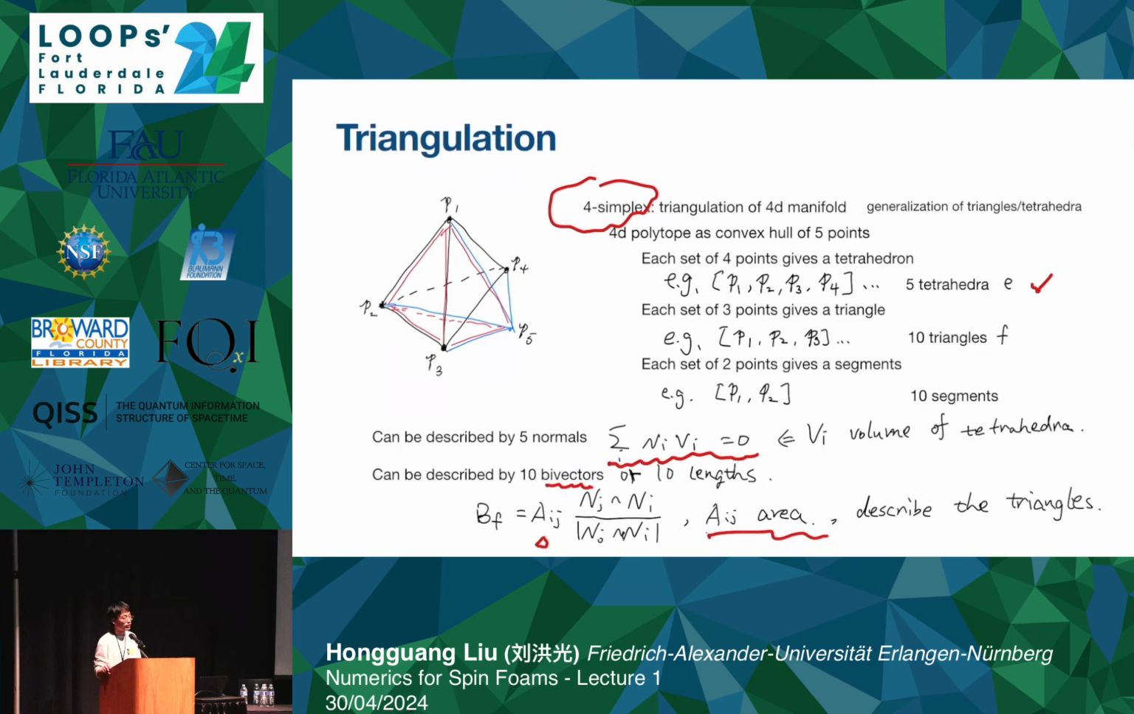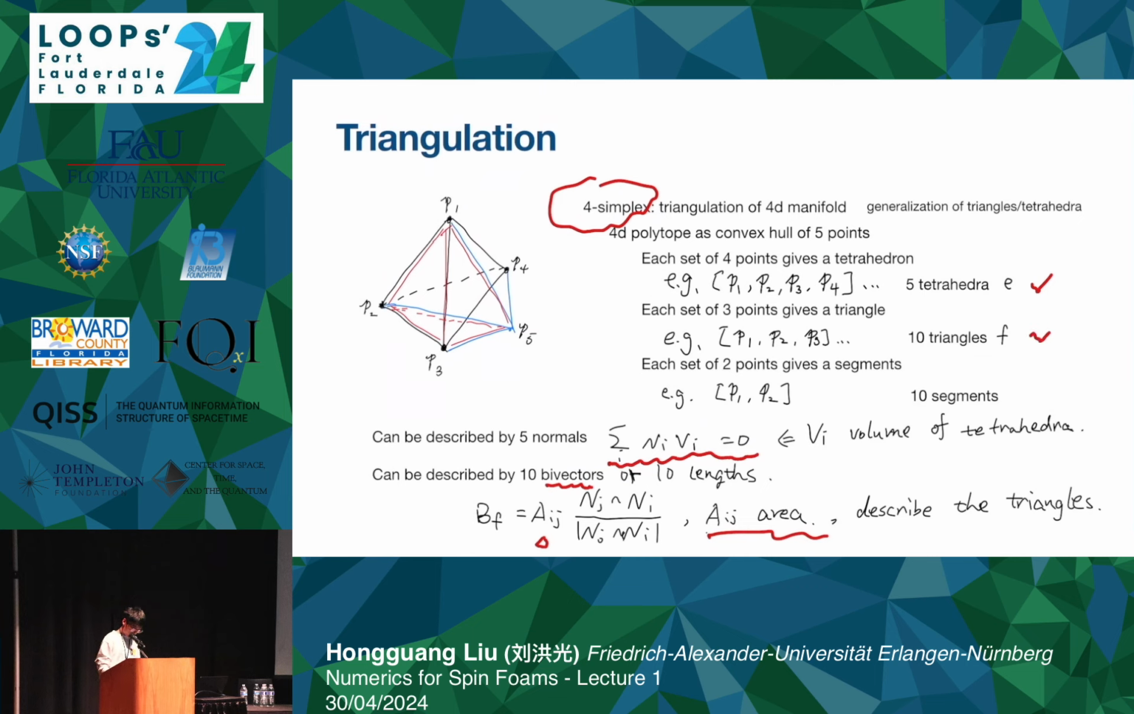So equivalently, a 4-simplex is given by either 5 points, 5 normals, 10 bivectors, or 10 segments. These are equivalent descriptions. You can do some easy exercise: given 5 points, you can derive all these numerical descriptions of the 4-simplex. If we have time, in the 3rd lecture, I'll show you a concrete example. But this is the triangulation.